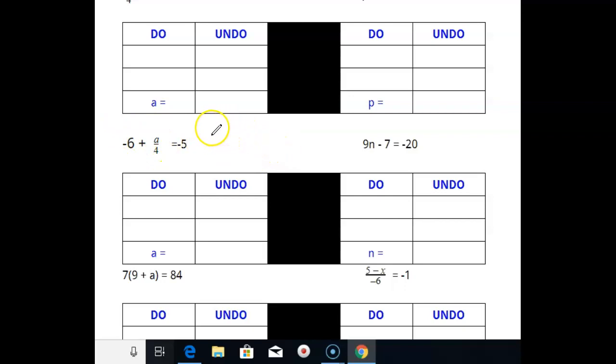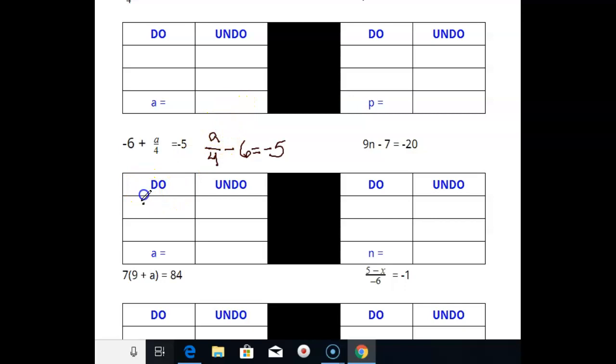All right, so this one first is written backwards. So I'm going to think about it a different way. Something divided by 4 minus 6. Notice I changed this negative into, say, subtract or minus. And it's going to equal negative 5. I'm going to put that variable first. Again, there's a reason when I do this do, undo.